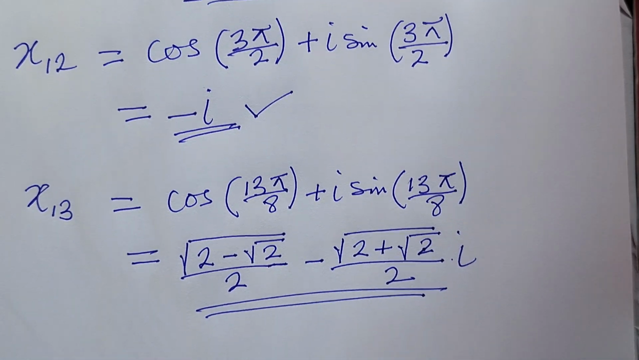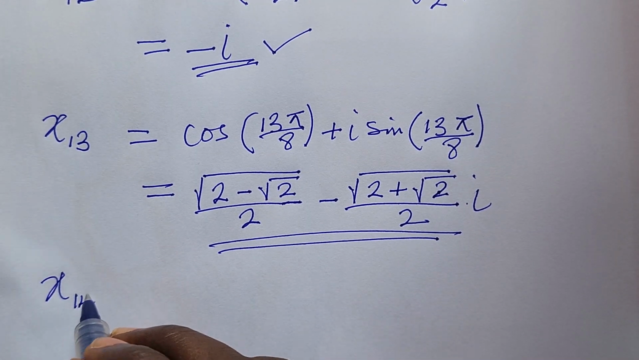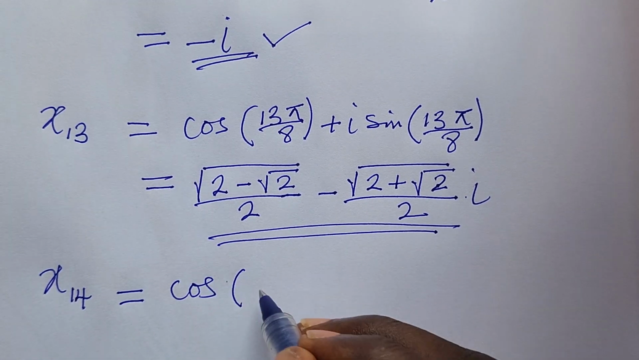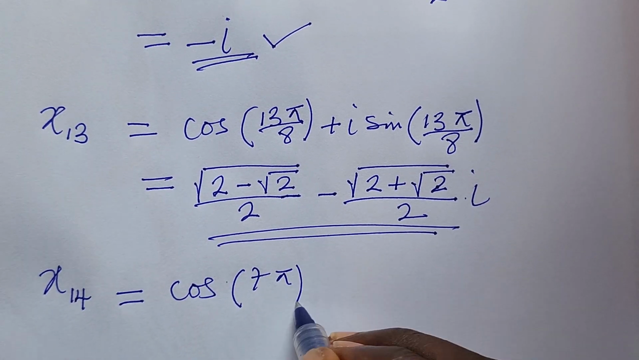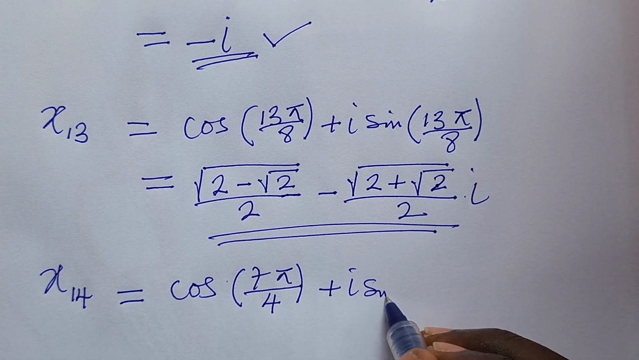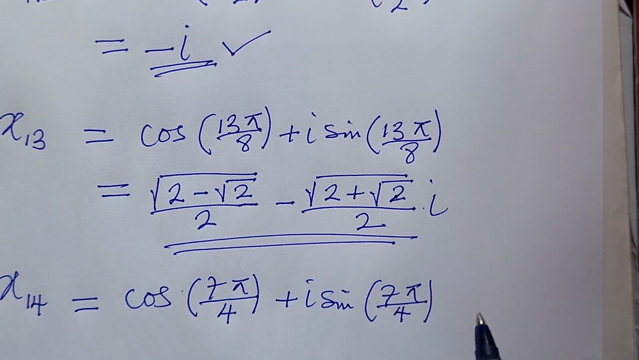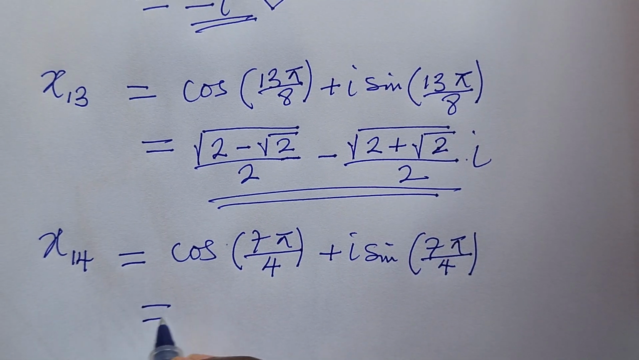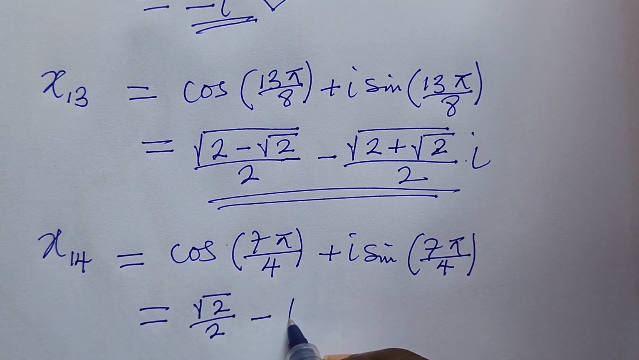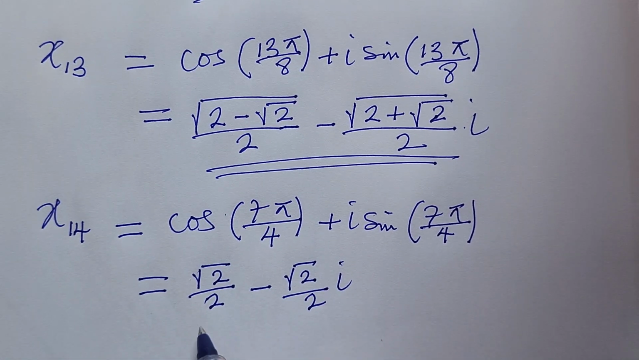Then x14. This will give us cos(7π)/4 plus i sin(7π)/4. Numerically, we're going to have a very sweet result from here, which is the square root of 2 all over 2 minus the square root of 2 all over 2 iota.